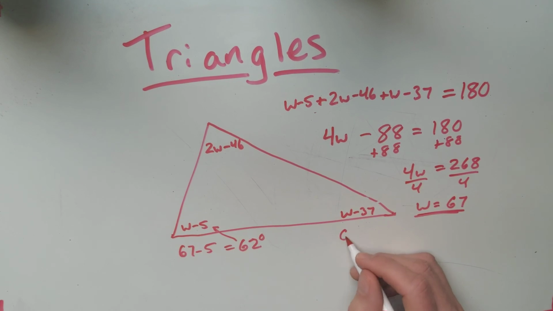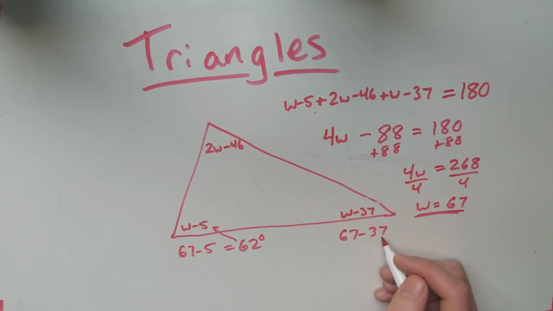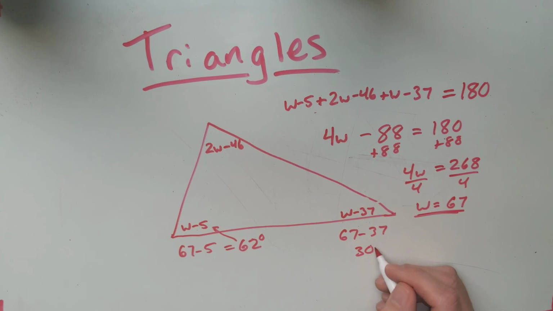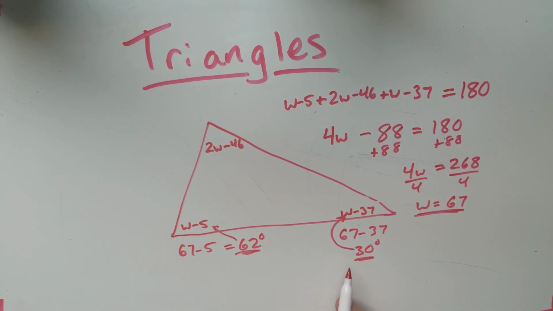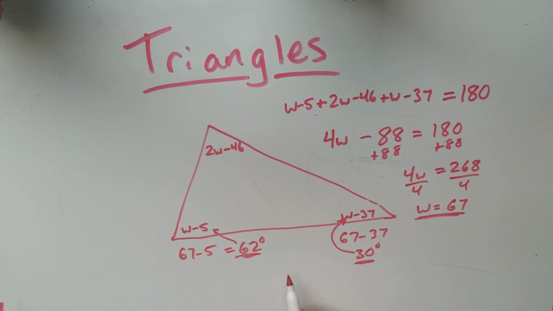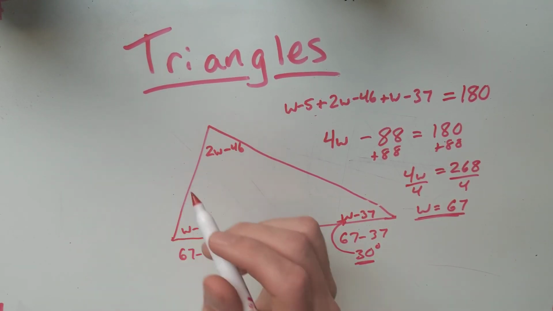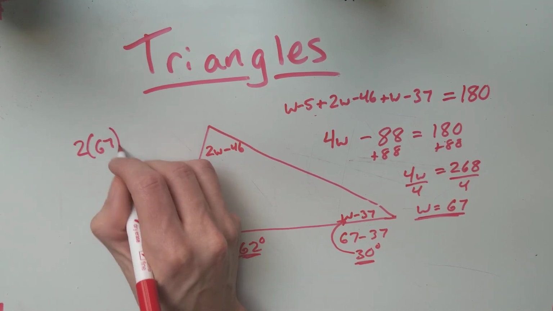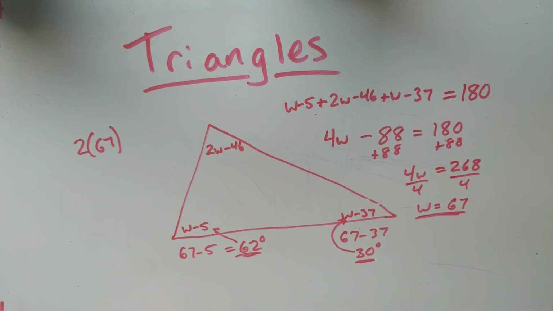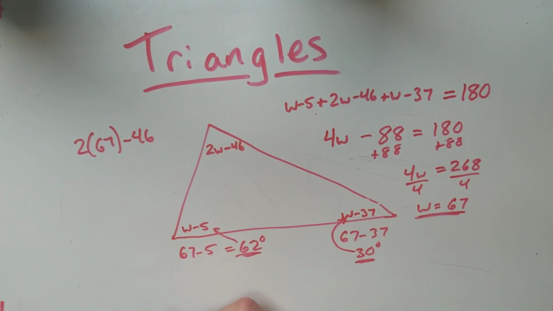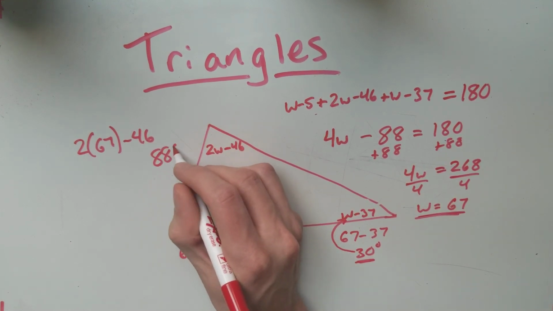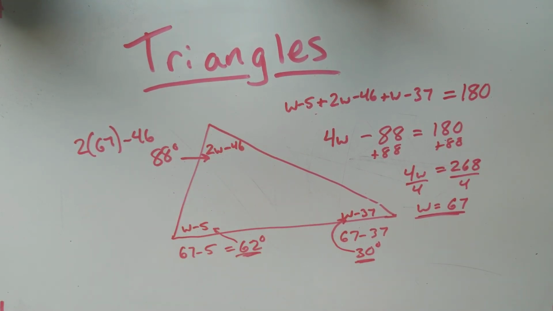This angle is 67 minus 37. So when you subtract, you should get 30 degrees. That would be this angle measurement. So 62, 30, and you could substitute in to find out. You also could add the two measurements together and subtract from 180, because it should add up to 180. Let's say you multiply 2 times 67, and then you're going to subtract 46. So 2 times 67 is 134, minus 46 is 88 degrees. So this angle should have a measurement of 88.